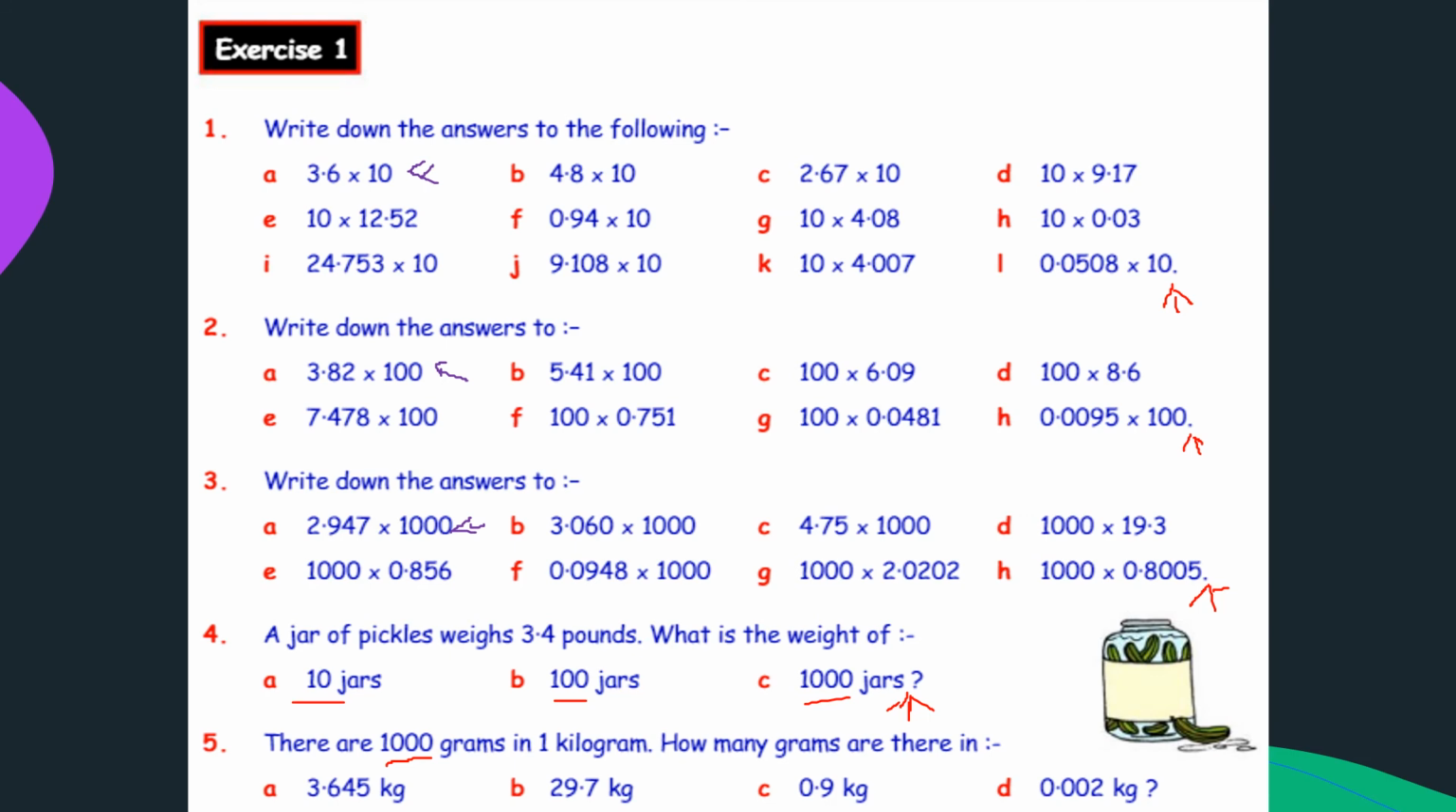Okay, so that's all there is today. If you get to the end of question 2 and you think I've had enough, that's fine. Do it over 2 days. I'm not going to push you. And tomorrow you'll be doing division.